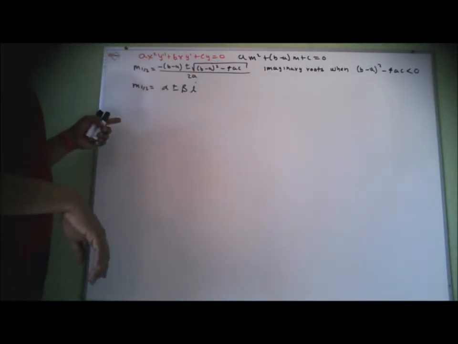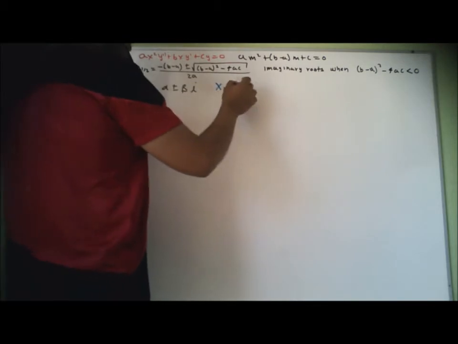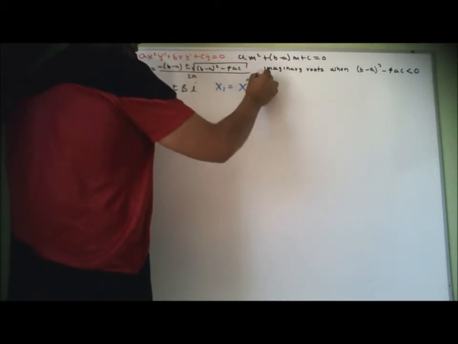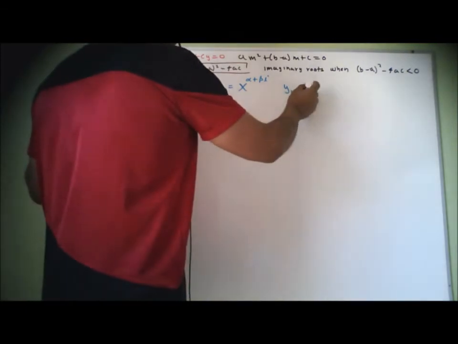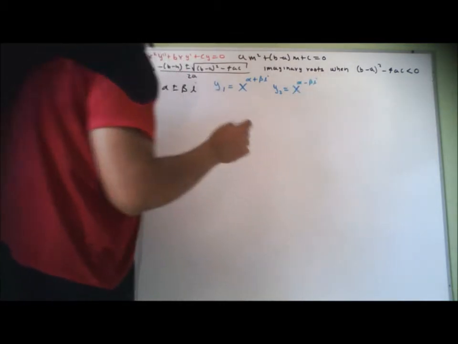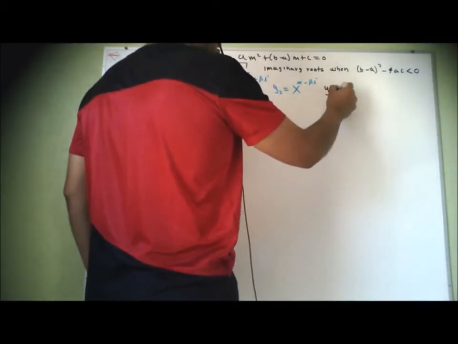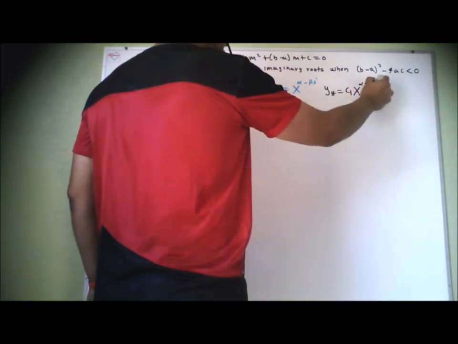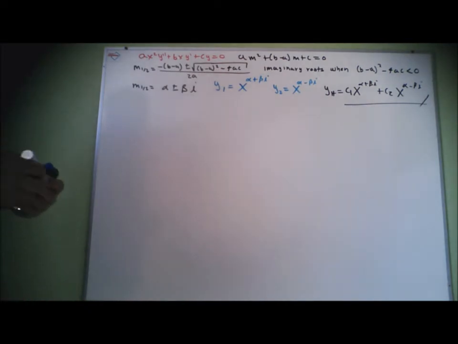Okay, now what to do when we have these cases? The first solution, y1, is going to be x to the power of alpha plus beta I. That is my first solution, and my second solution is going to be x to the power of alpha minus beta I. So my homogeneous solution is going to be the linear combination of them: c1 x to the power of alpha plus beta I plus c2 x to the power of alpha minus beta I. That will be the solution, and that will be accepted by the mathematicians.